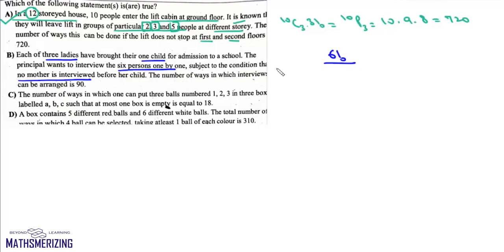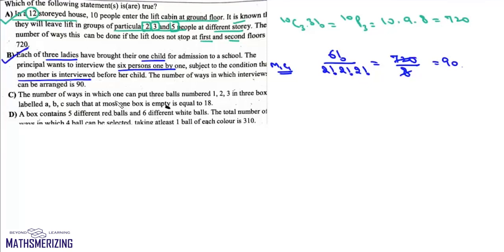So for the first pair of mother and child, the child must come before the mother. So that means it has to be divided by factorial 2. Again for the second one, it should be the same. And for the third one, it should also be the same. So this value will be factorial 6, which is 720, divided by 8. And that is 90. That means this option B is also correct.